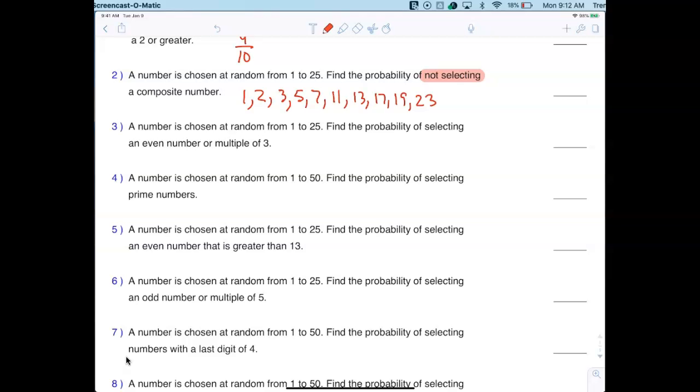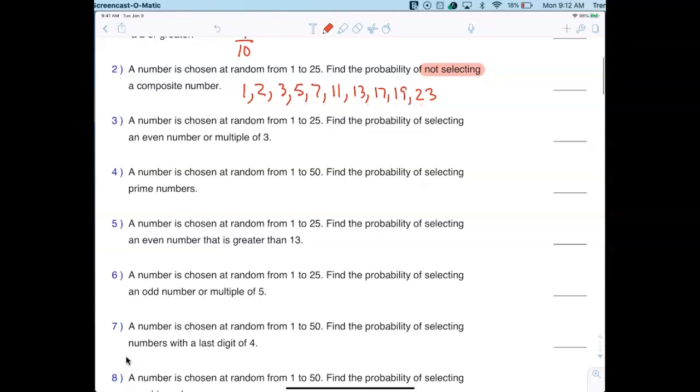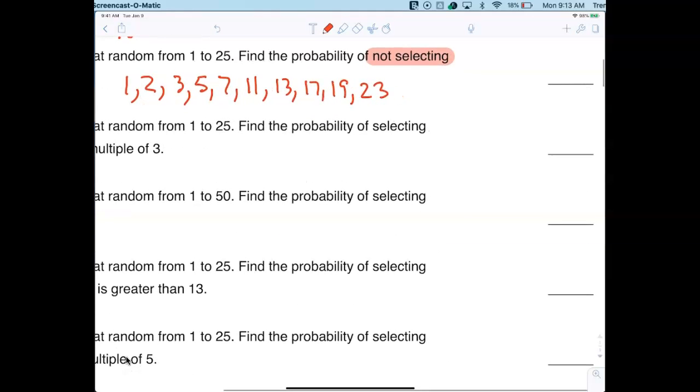All right. So now, count those up for me. Is that right? 10 out of how many? 10 out of 25. So we reduce that down to what?